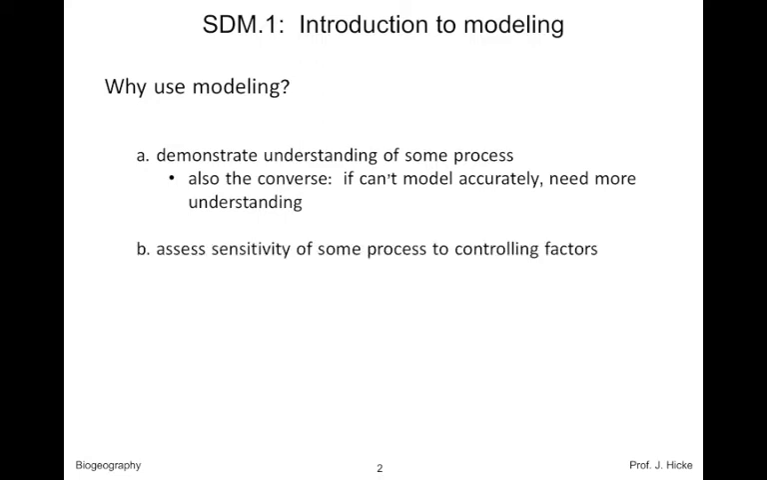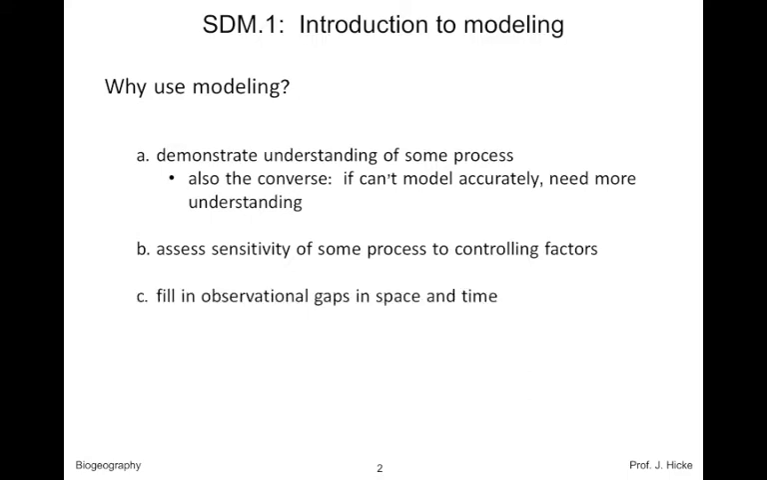Second reason for using modeling is to assess the sensitivity of some process to controlling factors. Climate change is an obvious one in biogeography, so if one can build a model, then one can understand how with warmer or colder conditions, how species ranges can contract or expand.